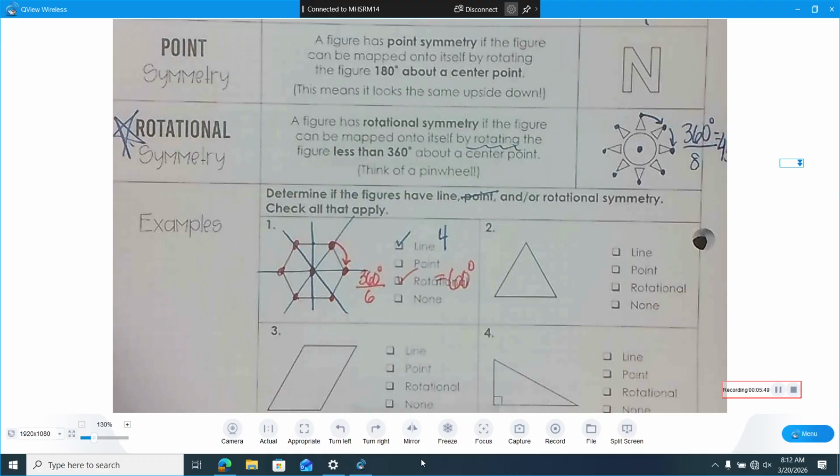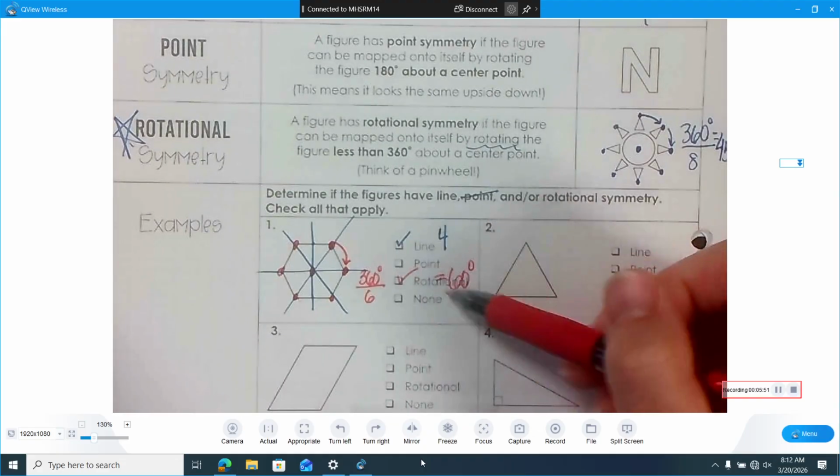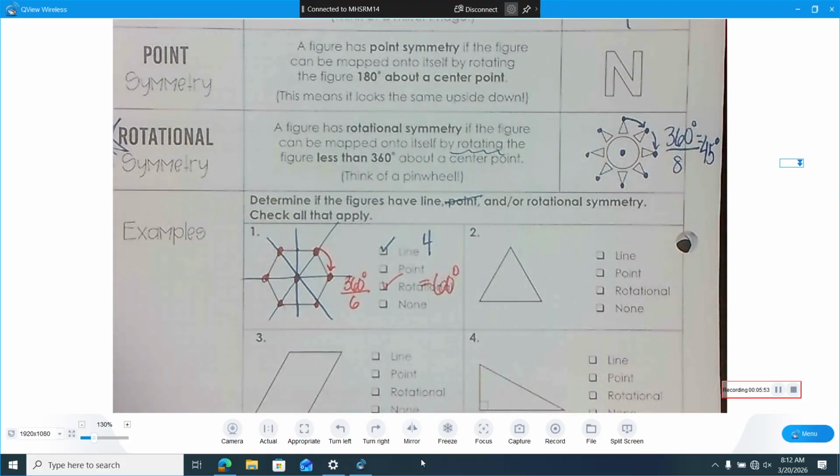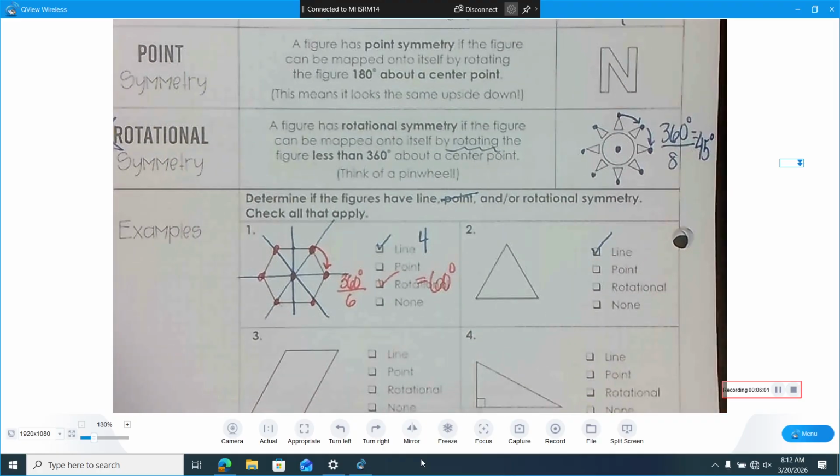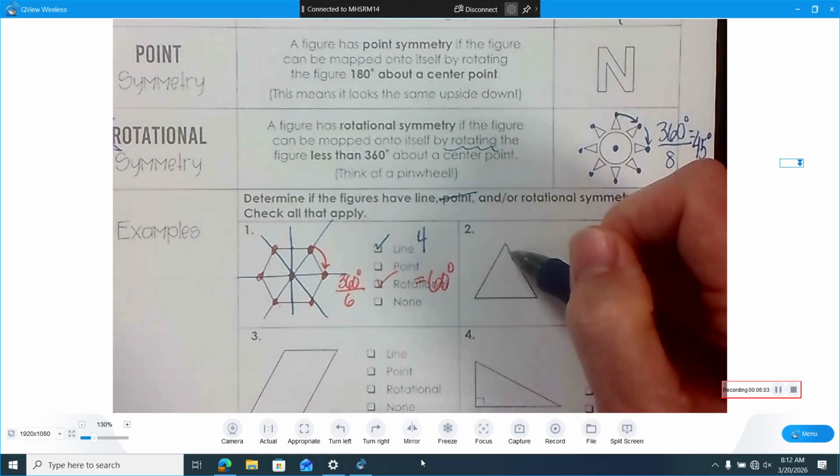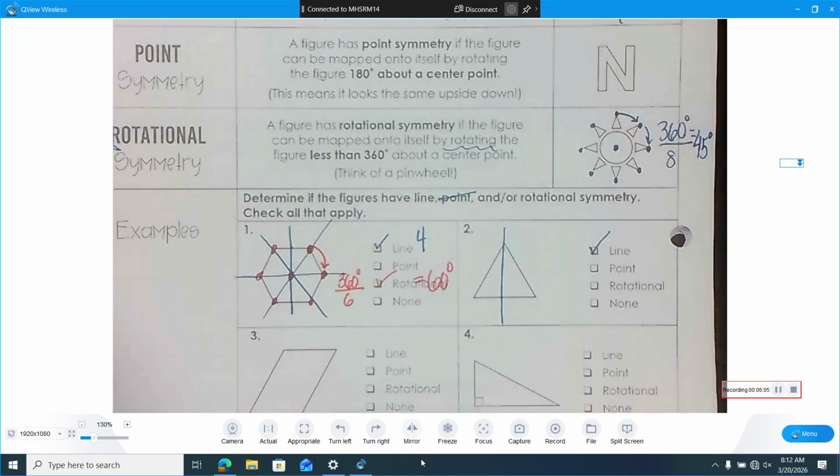Okay? And again, write this down because you have to do these things on Delta Math. All right? Won't hurt though. Number 2, does it have line symmetry? Yeah. How many lines? One, huh? Just one?